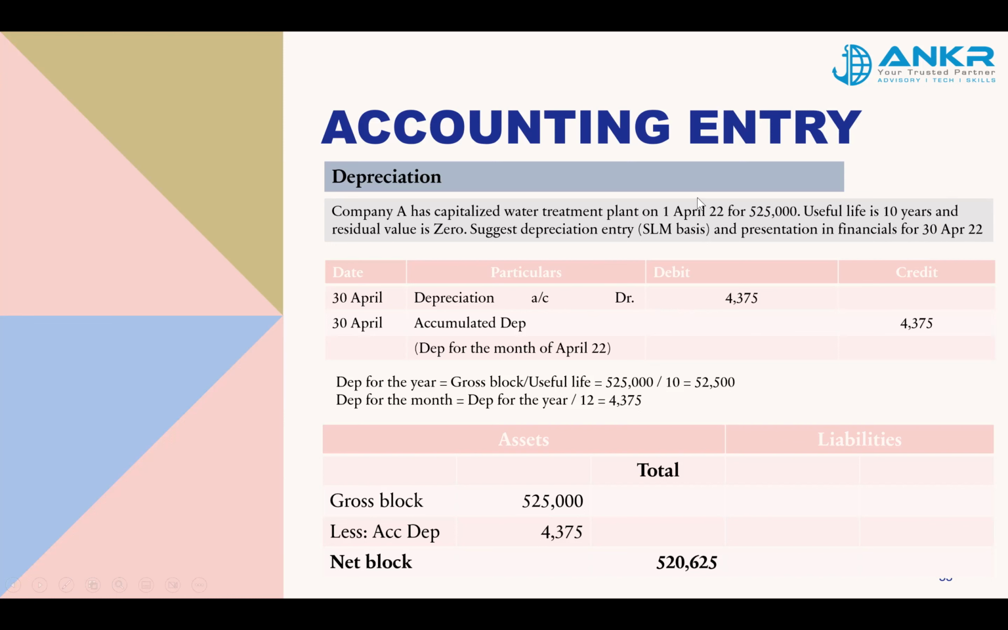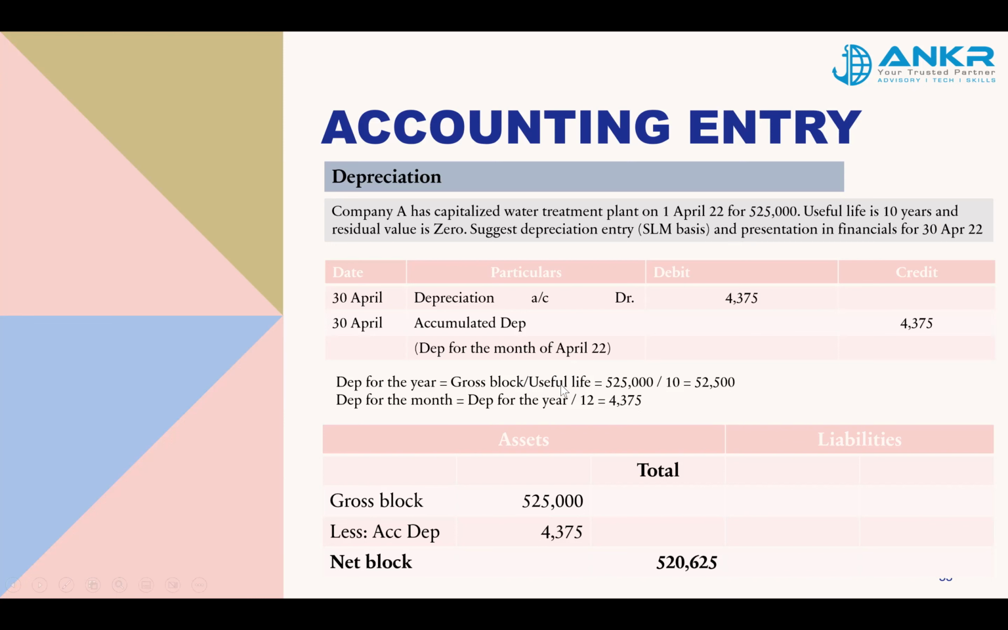The entry would be on 30th April, depreciation to accumulated depreciation. In all the ERP software and even in Tally, you should create an accumulated depreciation account. Don't pass directly to the asset account. That's not the right way to do it. Though from an accounting point of view it is not wrong, from a controls point of view this is not right. So you have to do depreciation to accumulated depreciation.